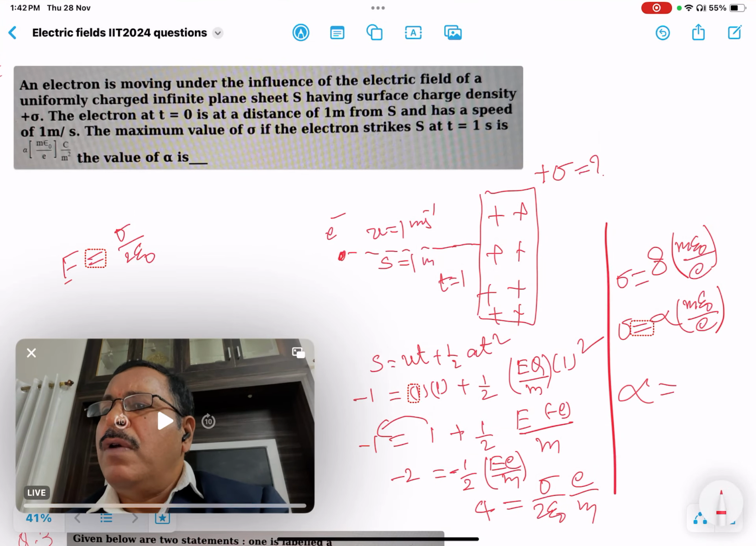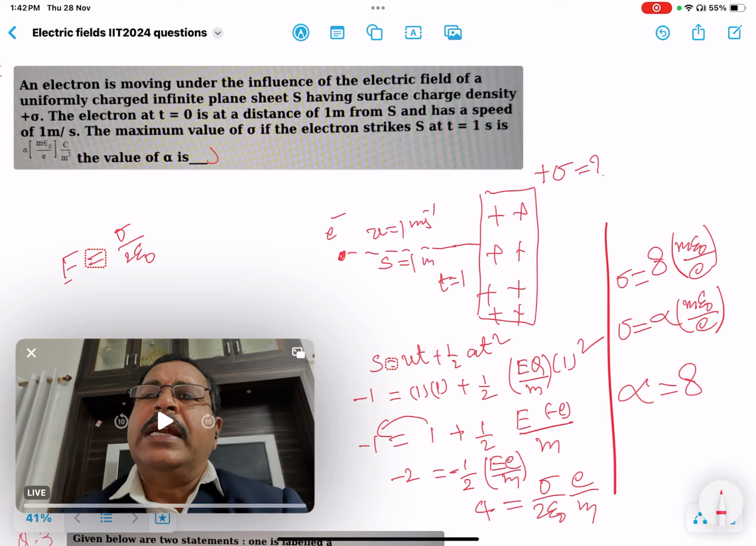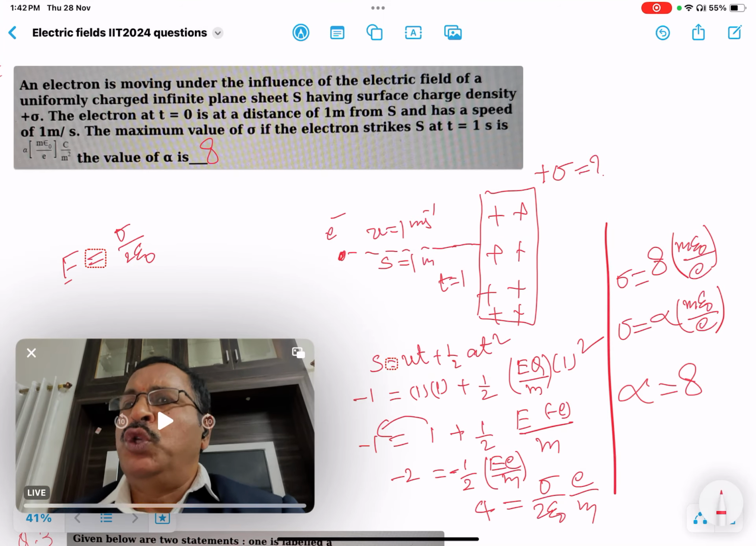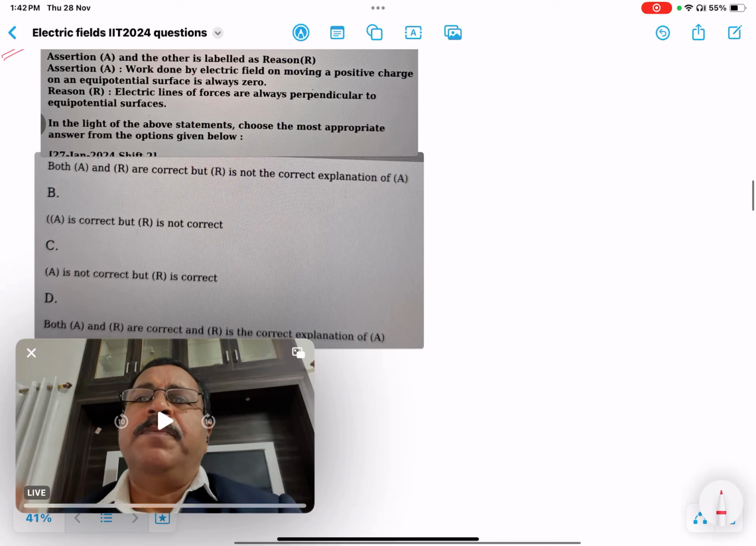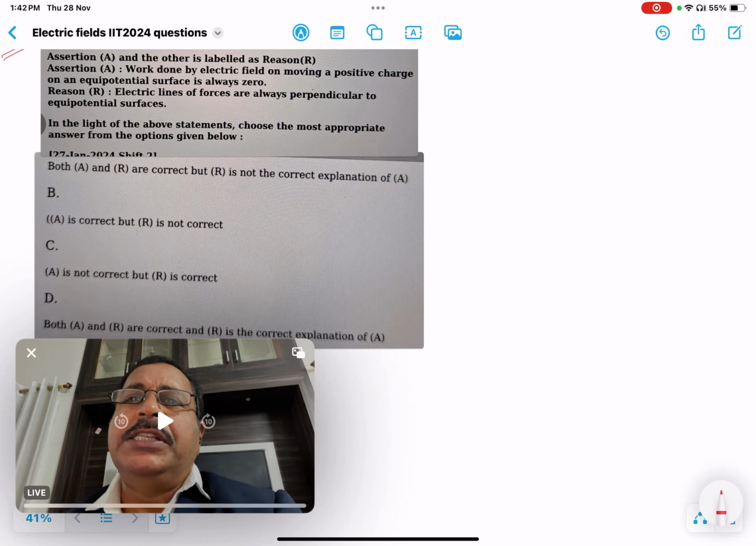So instead of alpha, what is given there? 8. So 8 is the correct answer, my dear students. Okay, let us go to the very next question. Third question, assertion reason type.